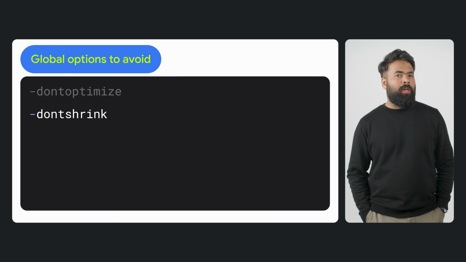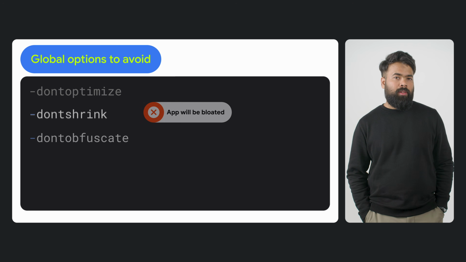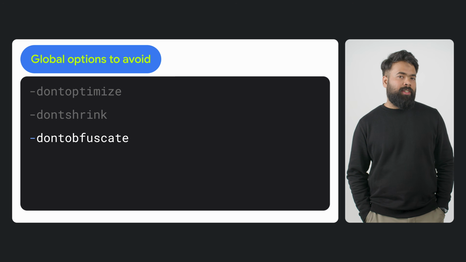Another dangerous global keep rule is don't shrink. When you add this to your configuration, you are telling R8 to stop removing unused code and resources. Adding the don't shrink keep rule means you are shipping a bloated app, forcing your users to download a much larger app. Finally, there is the don't obfuscate rule.